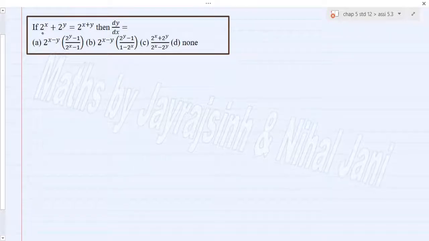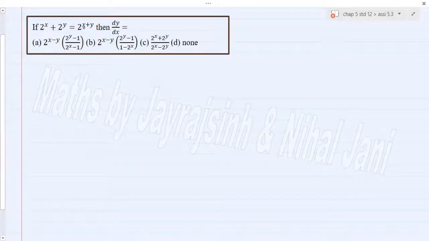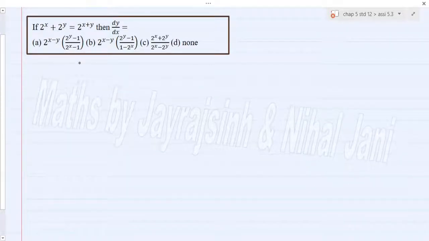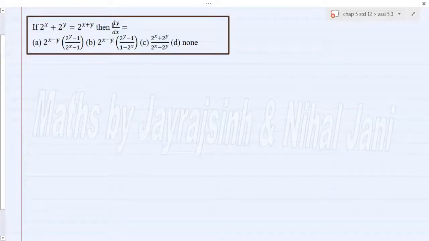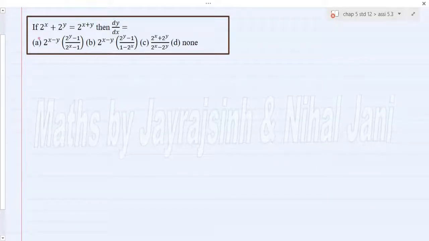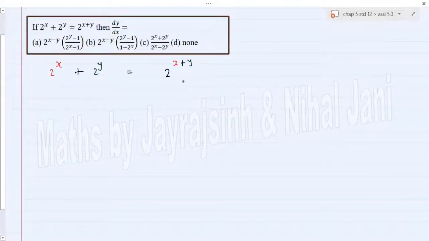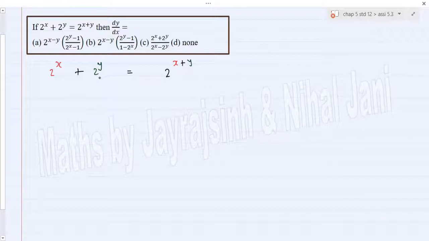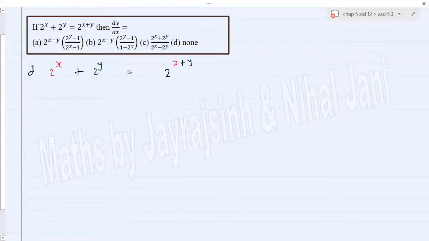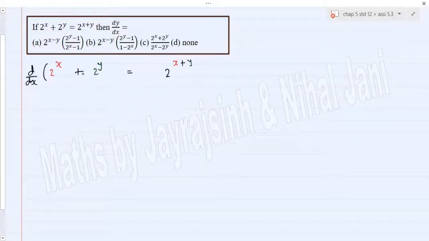In this question, we have 2 raised to x plus 2 raised to y is equal to 2 raised to x plus y. Then we have to find dy by dx. So first of all, let's get our equation, which is in the simplest form. So we are ready to differentiate on both the sides.